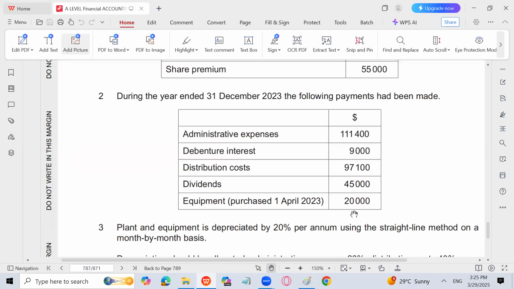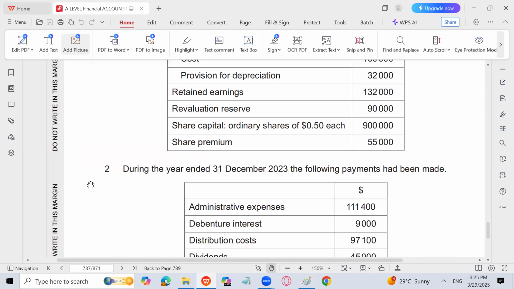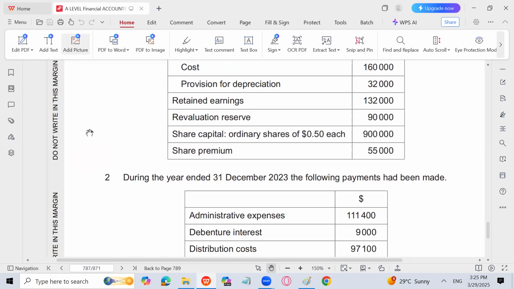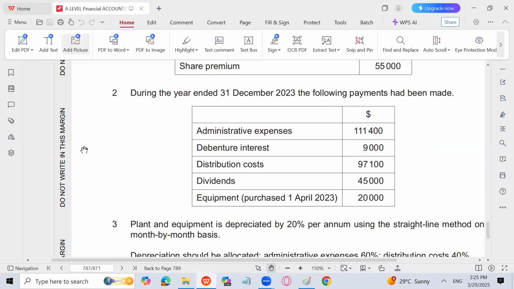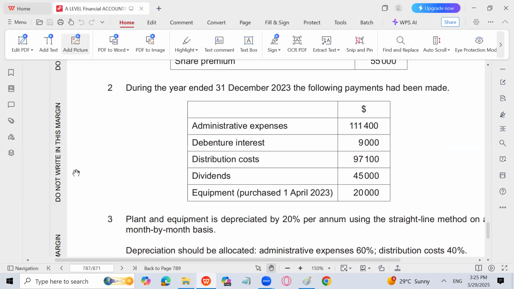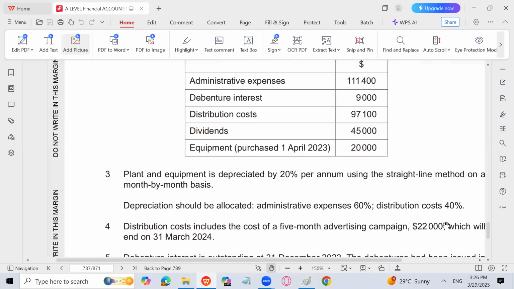It means that इस पर आपको depreciation भी लेनी पड़ेगी, और अगर monthly basis है तो 20,000 पे आप will calculate depreciation 20,000 into 20%, here it is given, into 9/12, by straight line method. So you will calculate 1,60,000 into 20%, it will come directly, that is going to be 32,000, and you will calculate 20,000 into 20%, 4,000 into 9/12. Depreciation should be allocated admin expenses 60% and distribution 40%.